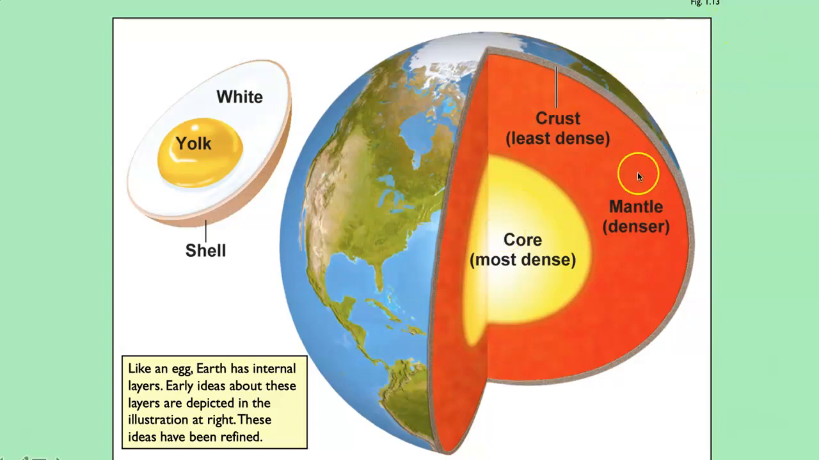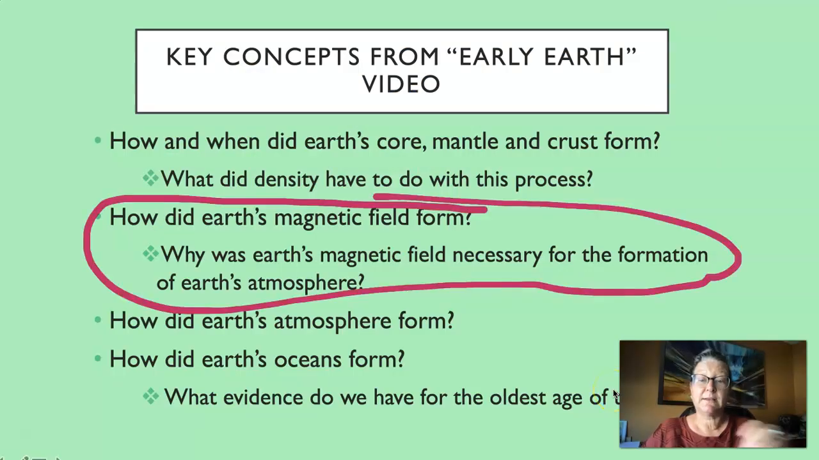We have a crust, a mantle, and a core. The core is mostly iron, the crust is mostly silicate minerals, and the mantle is a combination of the two. Sometimes people like to think about the layers of the Earth as a hard-boiled egg, with a yolk, the egg white, and the shell representing the 3 different layers. Let's move on to the next concept.